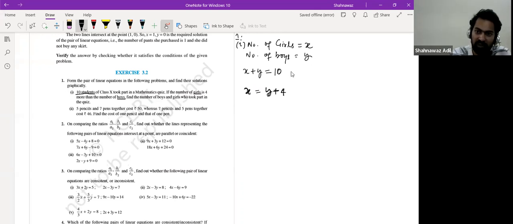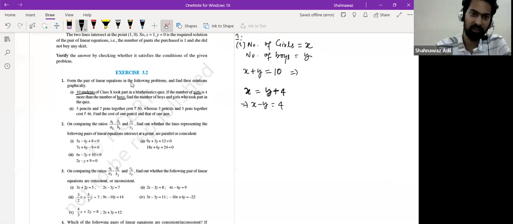So this is the second equation. Let's just write it this way: X minus Y equals 4, right? Yes. So let's try the algebraic method first, and then we will do the graphical method. So to get the idea whether we are going right or wrong, first we find the answer directly.